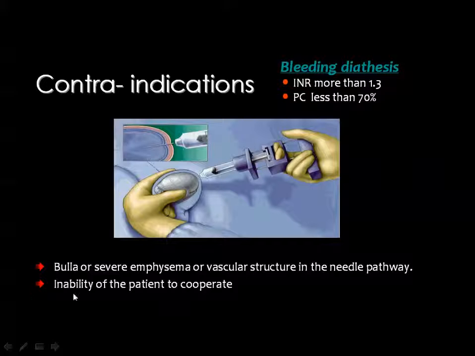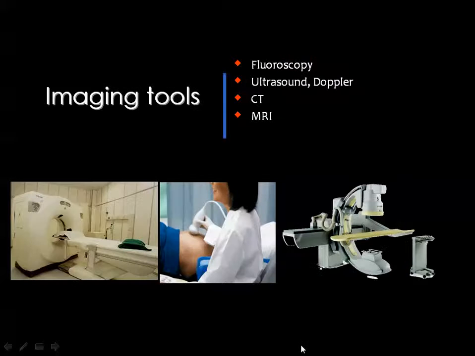Then if the patient is unable to cooperate, then we may have to give him general anesthesia for the duration of the procedure, which is about 15 to 20 minutes. Then this will help you to reach the lesion if the patient is inoperable.